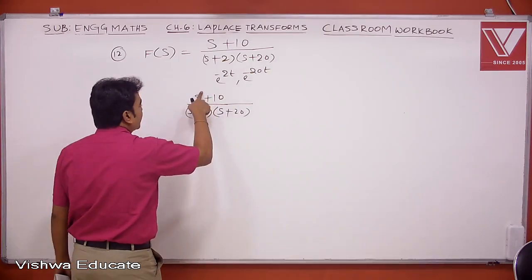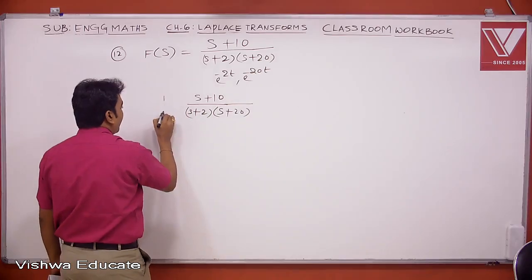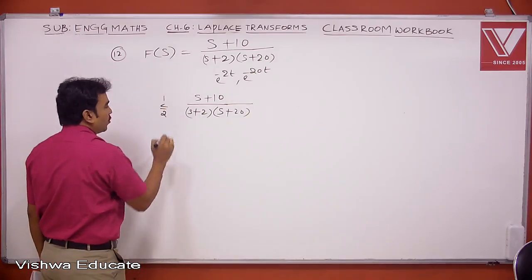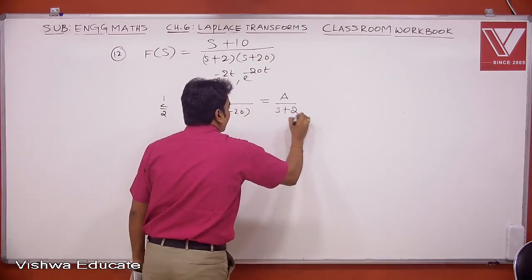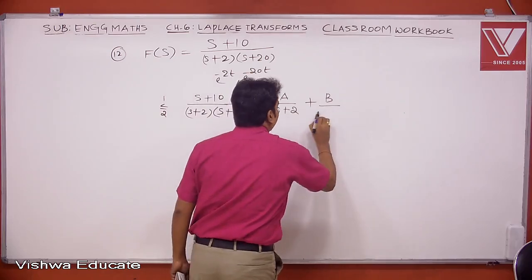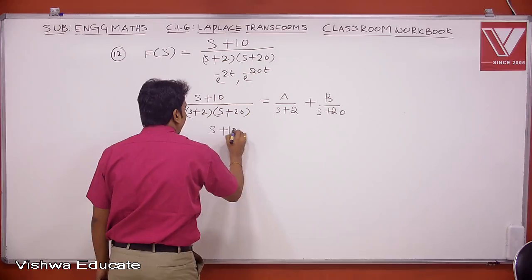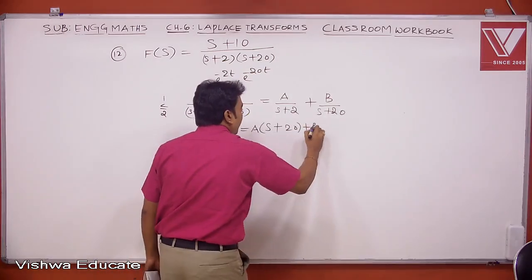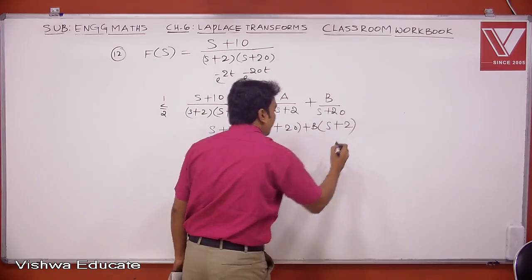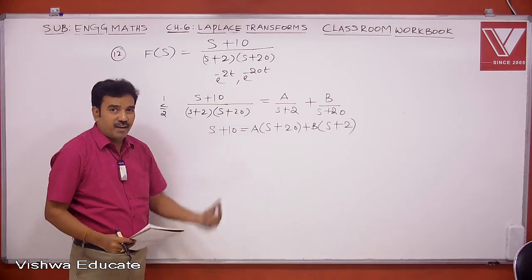Here the power of s in the numerator is 1, and the power of s in the denominator expression is 2. It is 1, it is 2. 1 is less than or equal to 2. Therefore this can be written like this: a by (s plus 2) plus b by (s plus 20). Cross multiply: this equation becomes s plus 10 equal to a into (s plus 20) plus b into (s plus 2).